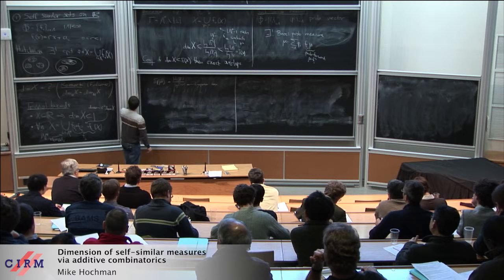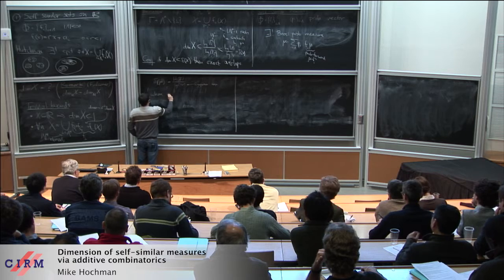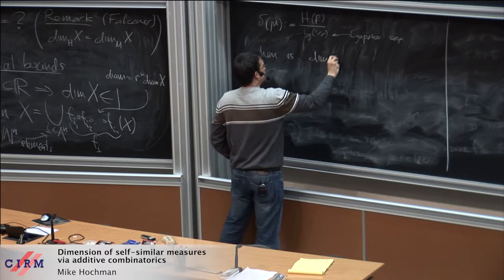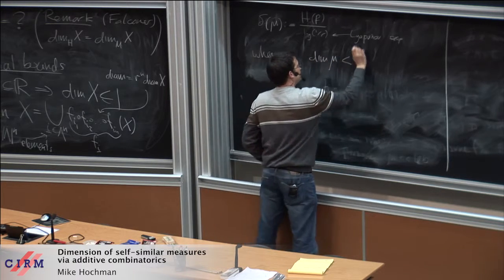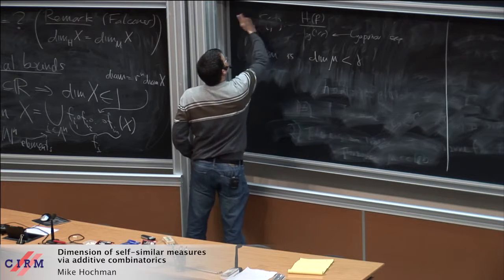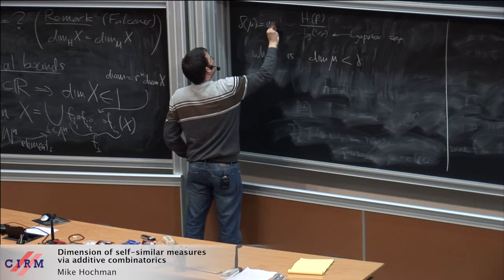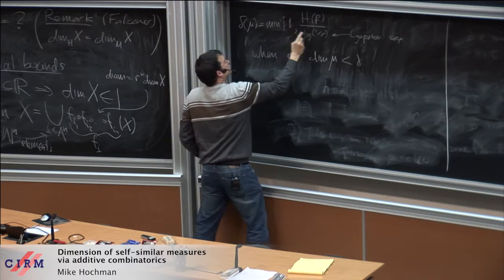And then you could ask the same thing. You can ask, when is the dimension of mu less than this delta? Oh, sorry. No. Sorry. Hold on. Delta mu is going to be the minimum of 1 and this quantity.